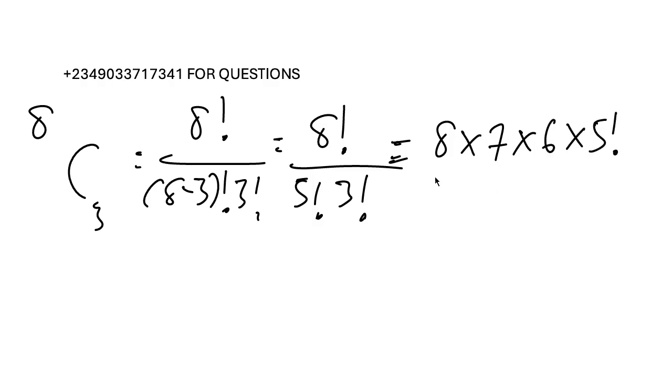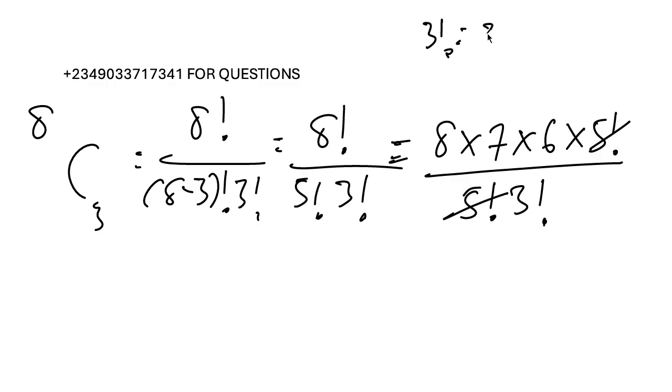You cannot decide to stop here. Are you following? Then that's 5 factorial, 3 factorial. Then this 5 factorial can cancel 5 factorial, is it not? Then you should know what is 3 factorial? It is 3 times 2 times 1, which is what? 6. So you can write this as 6. Then this cancels this. 8 times 7 is what? It is 56. Do you understand?